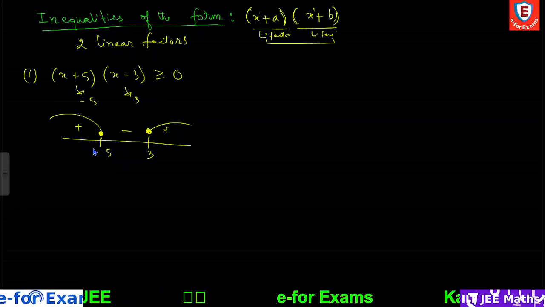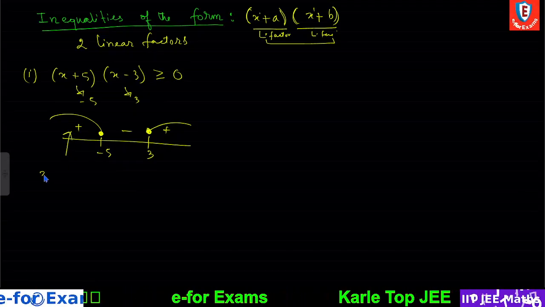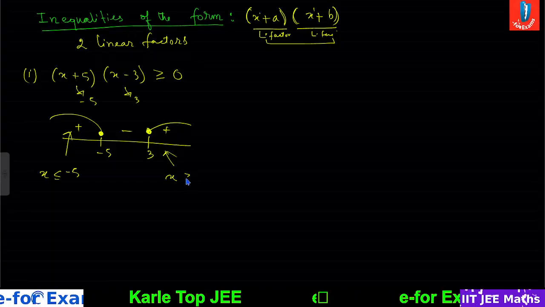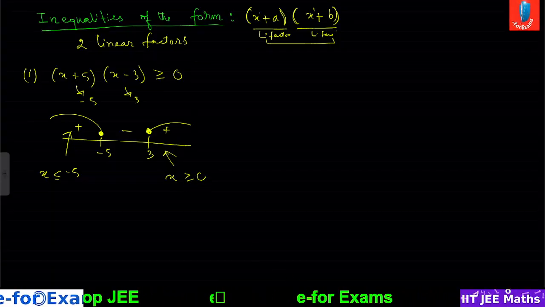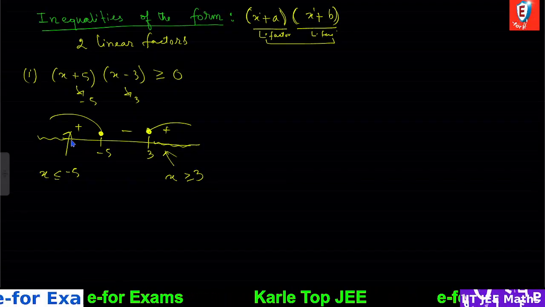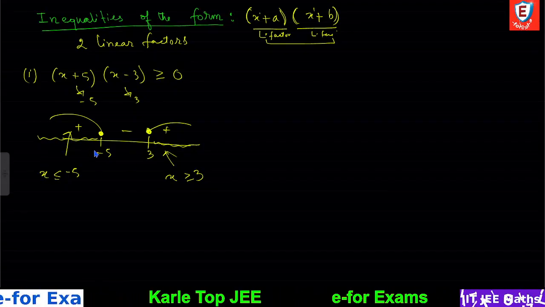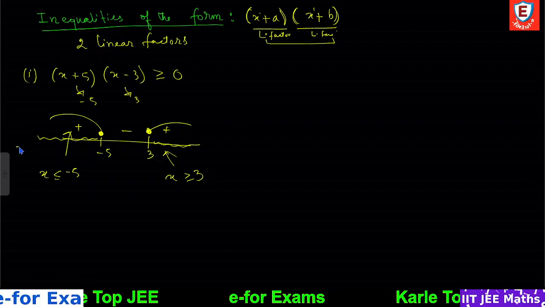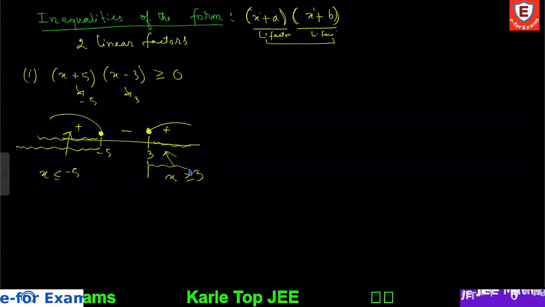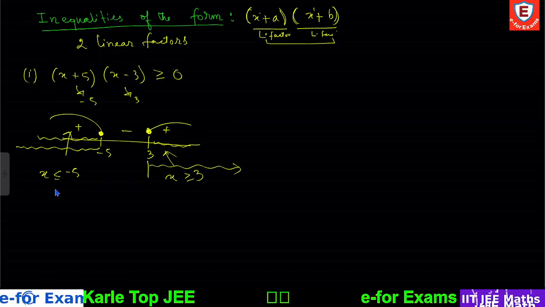Beyond, what does this mean? This means x is less than or equal to minus 5. And what does this mean? x is greater than or equal to 3. Right side means greater always, left side is the smaller one. This means x belongs to all this area up to minus 5, and again x belongs from 3 to all this up to the right side.